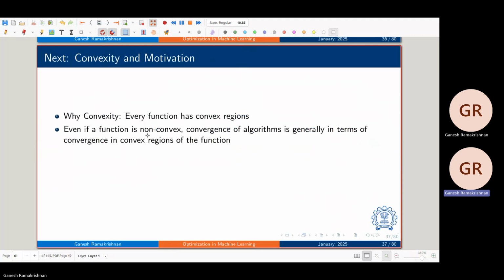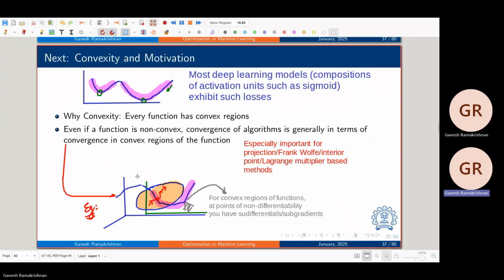Okay, so we'll begin with convex sets. So let's look at this non-convex function. First thing is most deep learning models exhibit such losses, which are basically combinations of convex regions, right? So overall non-convex. But what is interesting is also that when we took the example of projection for non-negative matrix factorization, the projection is also very much inspired by convex algorithms for convex functions.